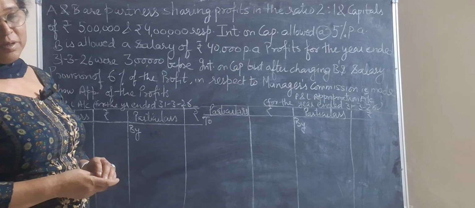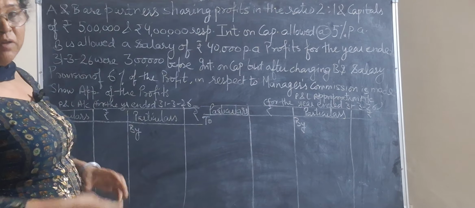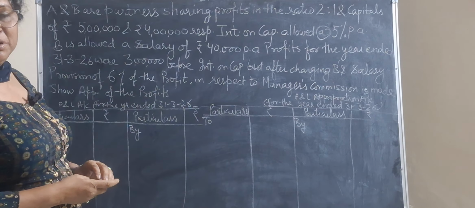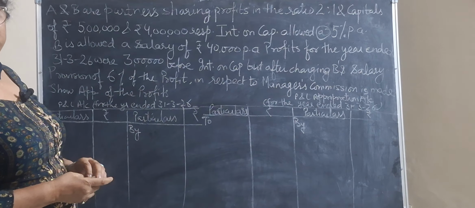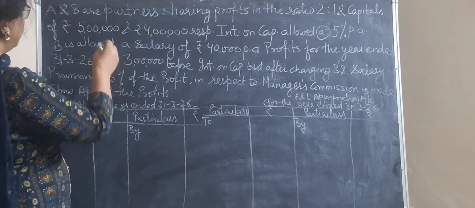Hello students, in the previous class we have done the P&L appropriation account. What are the contents of the P&L appropriation account? I am taking one example to make it clear, how to prepare the P&L appropriation account. I am reading the question.